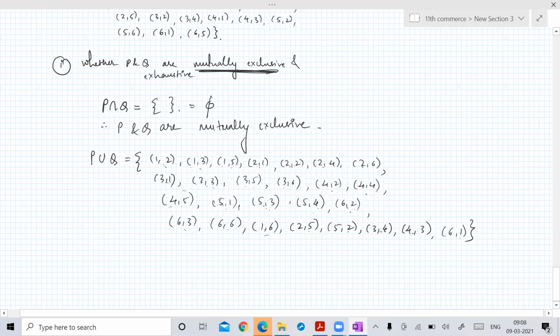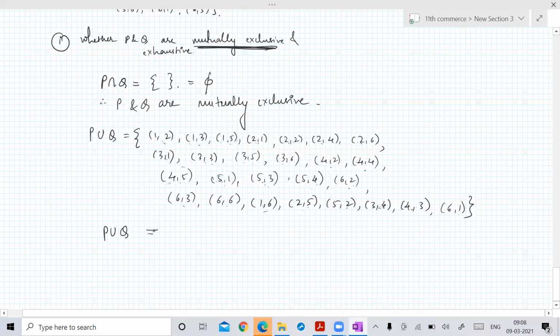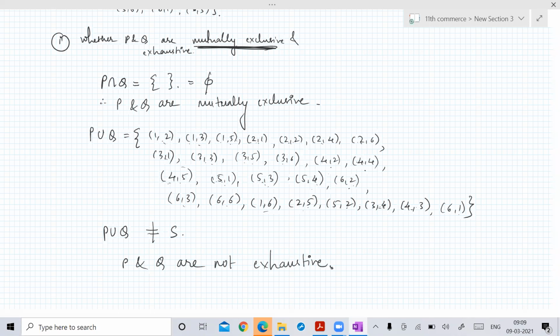और सैंपल स्पेस में 36 है। तो P यूनियन Q इज नॉट इक्वल टू सैंपल स्पेस। P union Q is not equal to sample space. So therefore you can say that P and Q are not exhaustive. Okay, done. So they are mutually exclusive, but they are not exhaustive.